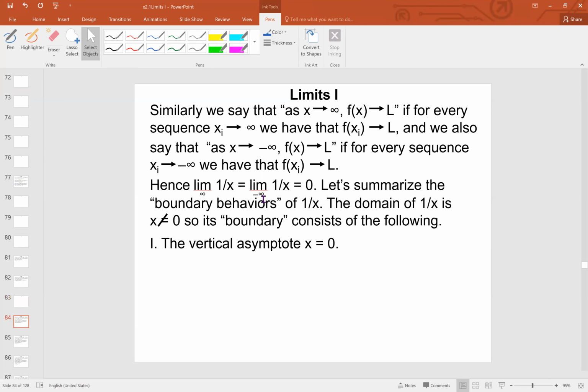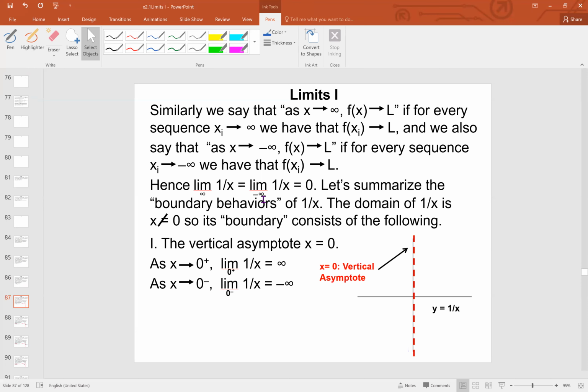Sorry, there are two other cases that I want to demonstrate. We have x going to 0 from the right-hand side, 1 over x goes to infinity. If x goes to 0 from the left-hand side, then the output 1 over x goes to negative infinity. So this is reflected on the graph as the vertical asymptote: one side goes up, one goes down.